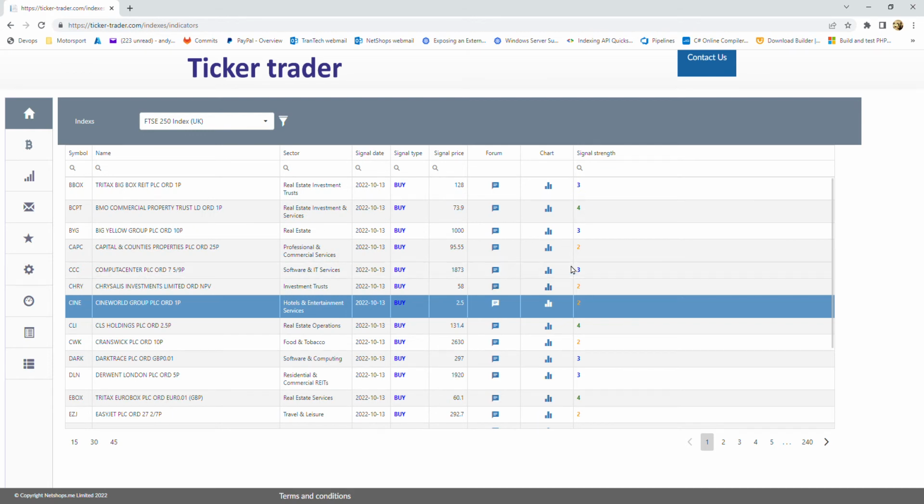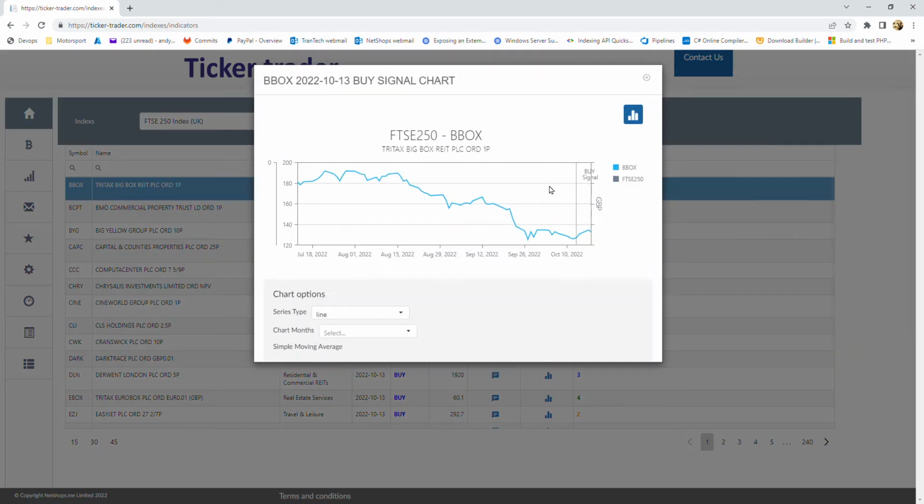And we have a couple of links. We have the chart link, we have the forum link. And we're interested in the signals here, the 3 indicators per signal, or 4 or 2. So we're going to click the chart link and have a look at that. And this is an indicator that was triggered on the 13th of October. If you bought off this indicator on that date, you bought at 128, and it rose to 136, a little bit of a drop yesterday to 133.